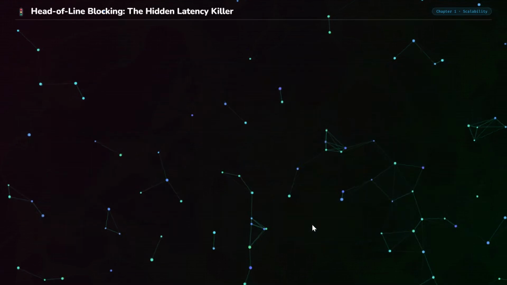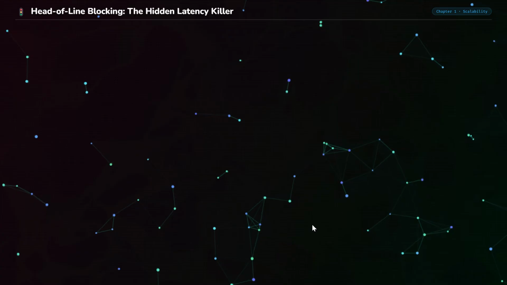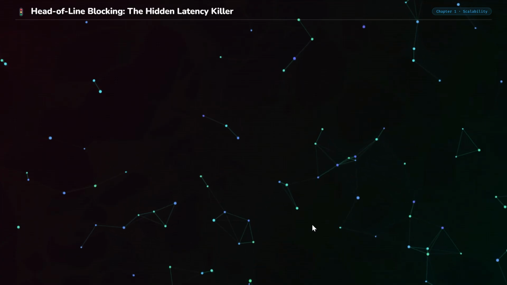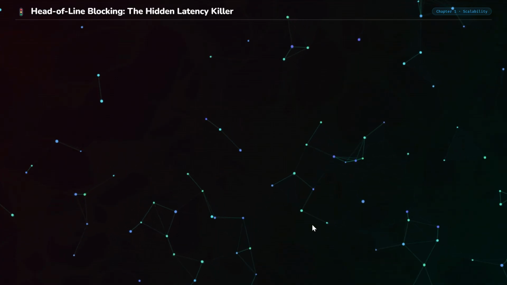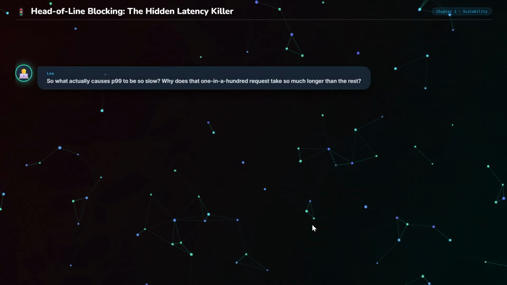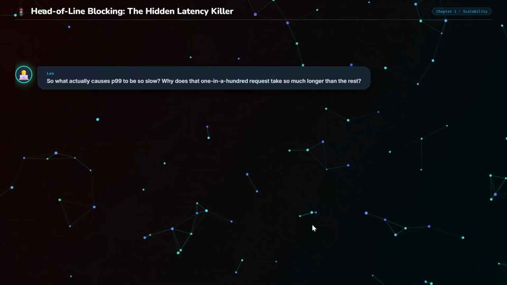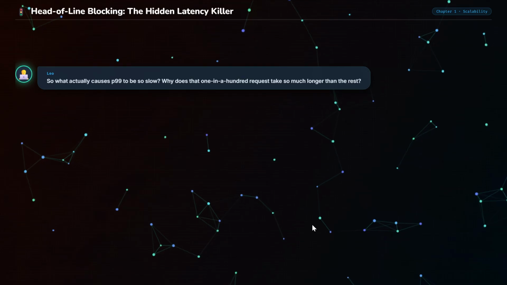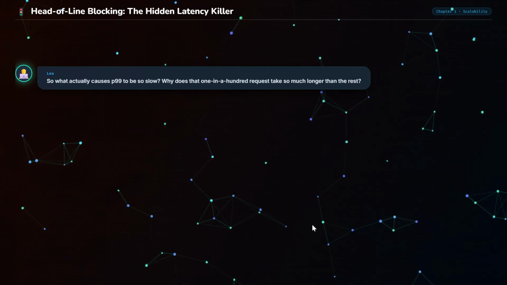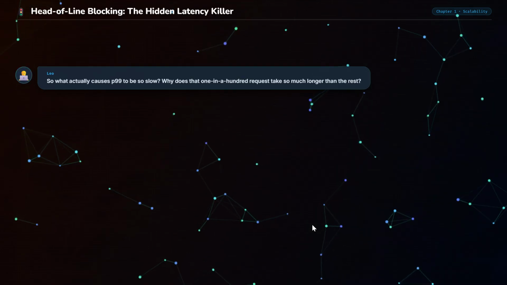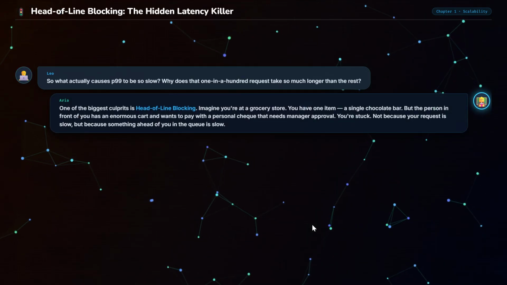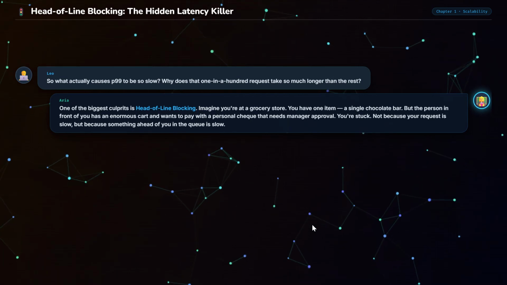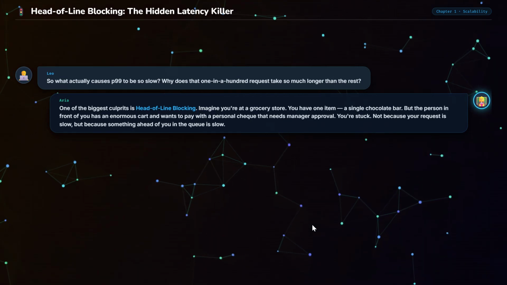So what actually causes those P99 tail latencies? The answer is something called head-of-line blocking. What actually causes that 1 in 100 request to be so much slower than all the others? Where does the extra time come from? One of the most significant culprits is head-of-line blocking. Let me give you an analogy that will make this permanently clear.